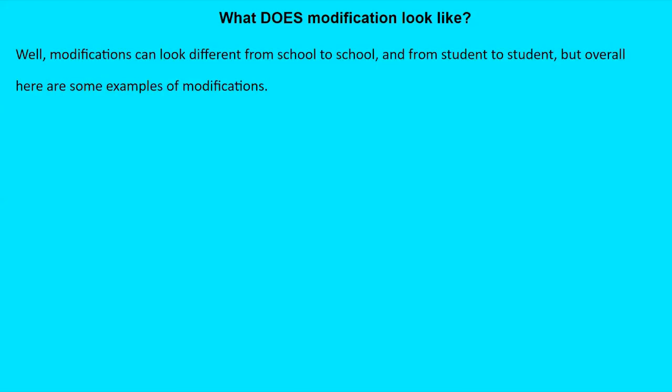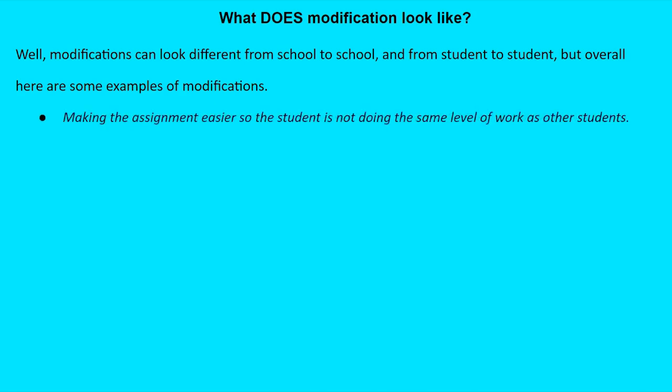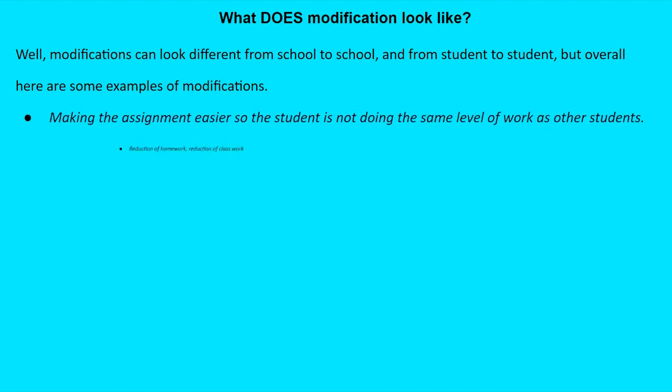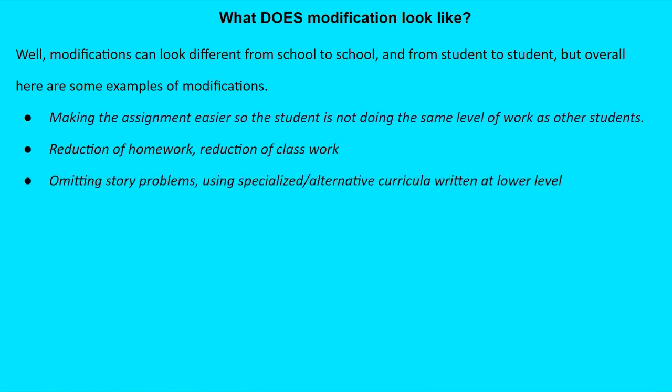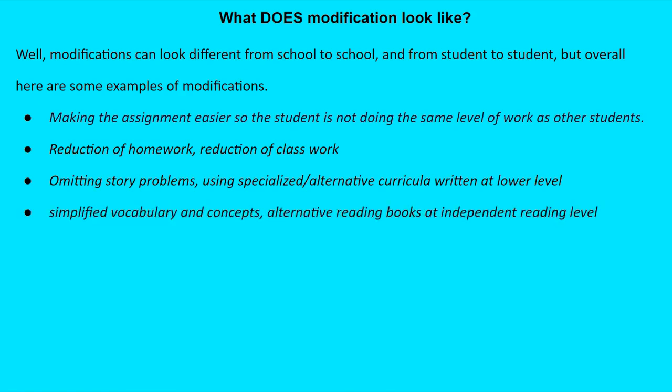What does modification look like? Well, modification can look different from school to school and from student to student, but overall, here are some examples of modifications. Making the assignment easier so the student is not doing the same level of work as other students. Reduction of homework, reduction of classwork. Omitting story problems, using specialized alternative curricula written at lower levels. Simplified vocabulary and concepts, alternative reading books at independent reading levels.